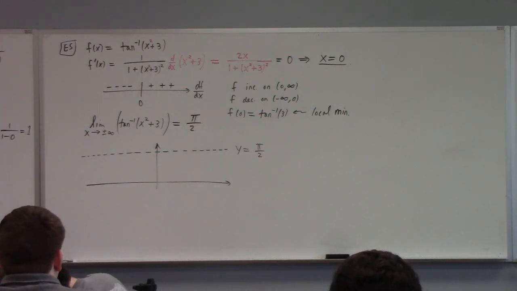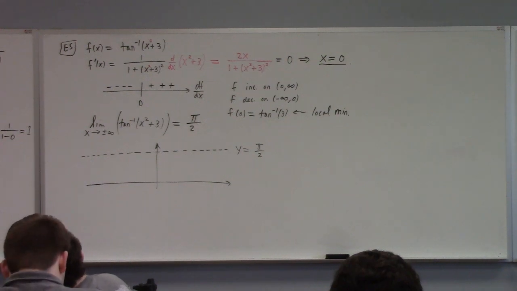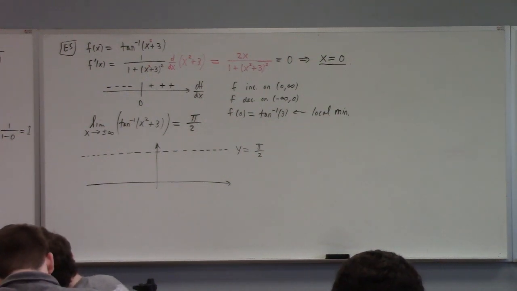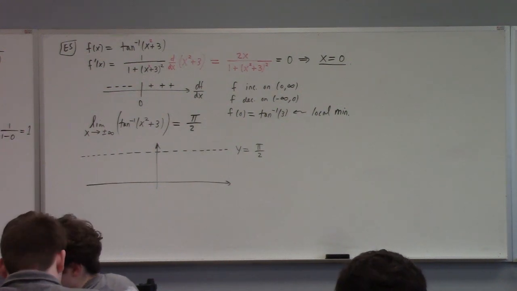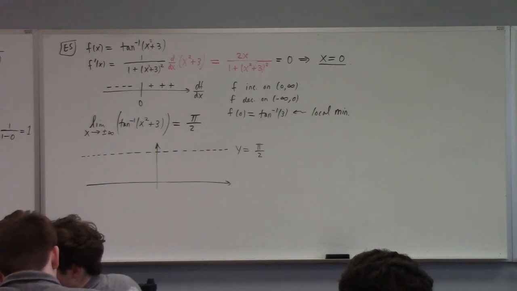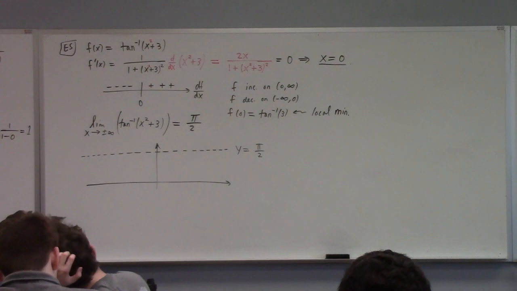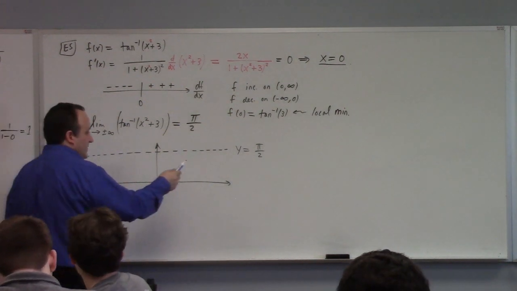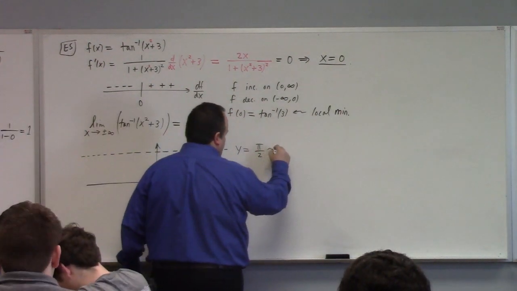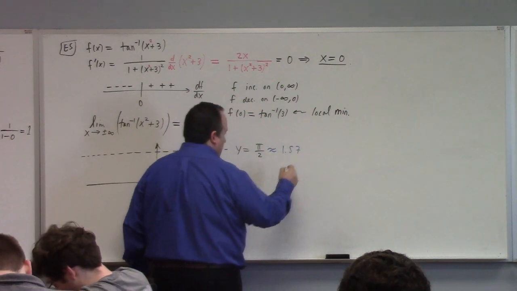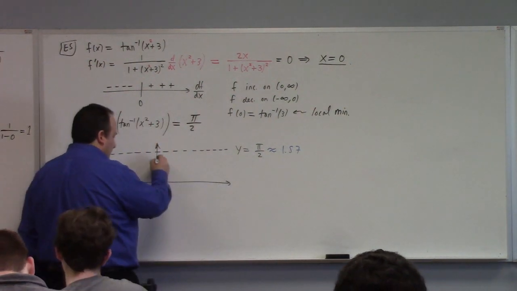I'm in degree mode. That won't work, right? We need radians. Inverse tangent of 3 is about 1.25-ish. So 1.25, pi over 2 is approximately 1.57. 1.25 is like here-ish then.